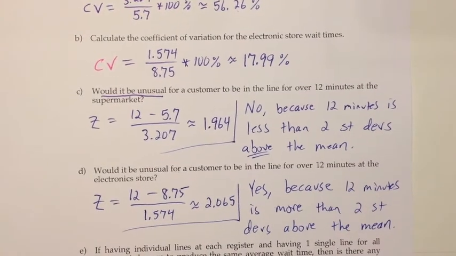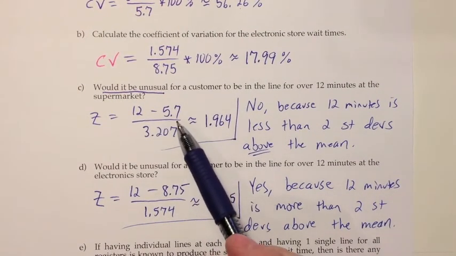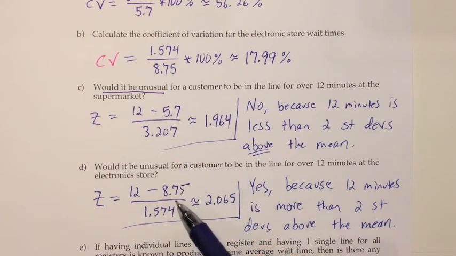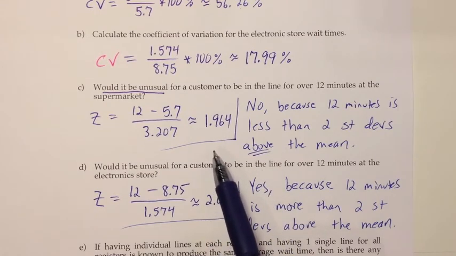So I think that we have an interesting thing there. The wait time at the supermarket on average is less. It's about 5.75 minutes and 8.75 at the electronics store. And so we kind of expect to wait in line longer at the electronics store. But let's say that we were in a hurry and we needed to be out in 12 minutes. It would be a surprise if we didn't get out of the electronics store in 12 minutes, but it wouldn't be a surprise at the supermarket. And that turns out to be the case.